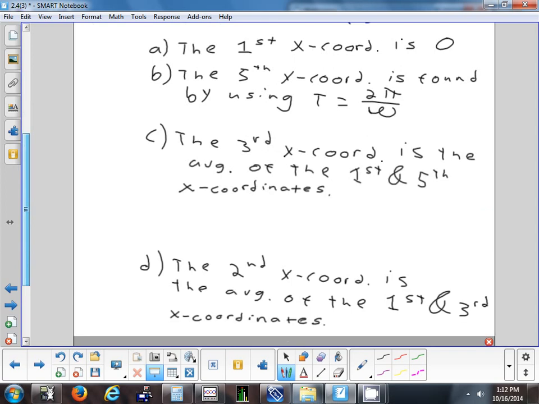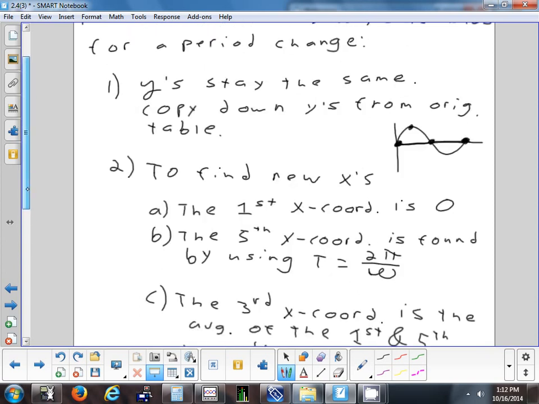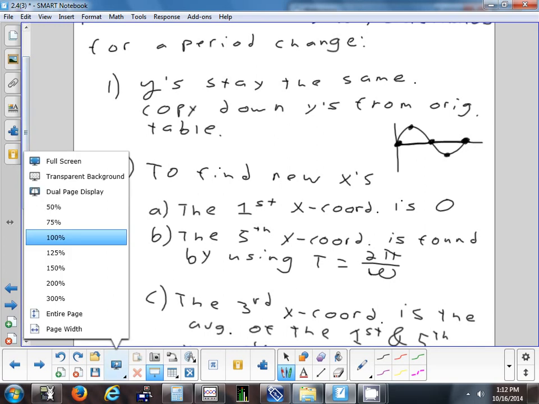And we're going to do the same idea to find the 4th. Okay, so let me go back up for a second. To find your 4th x-coordinate, all you're going to have to do is average the 3rd and the 5th.